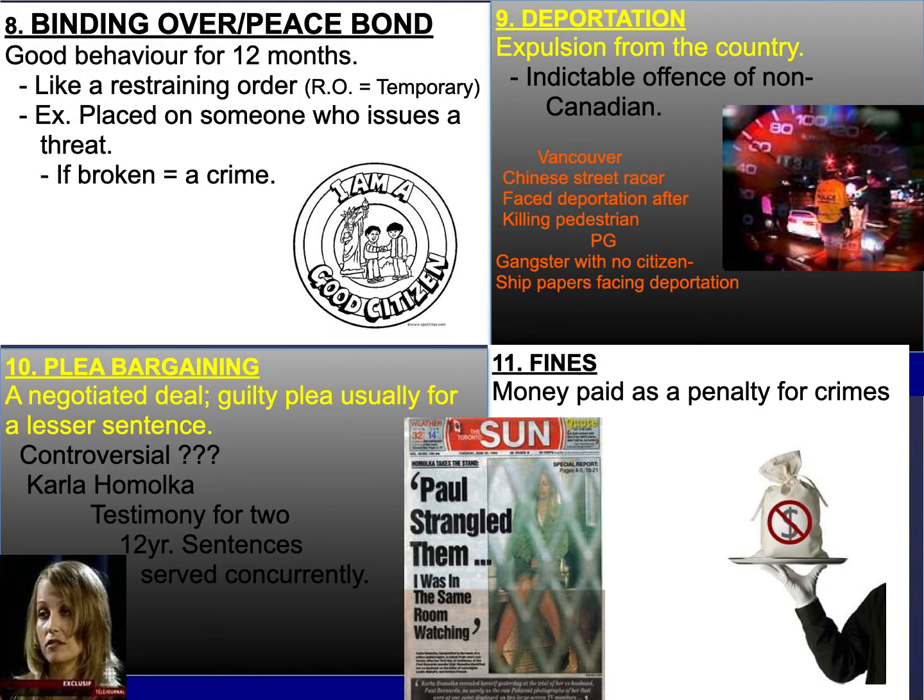Number eight is a binding over a peace bond, which essentially means good behavior for 12 months. You're on a peace bond order. It is kind of like a restraining order, but it's temporary. It's placed on someone who has issued a threat. So you basically have been warned to stop.